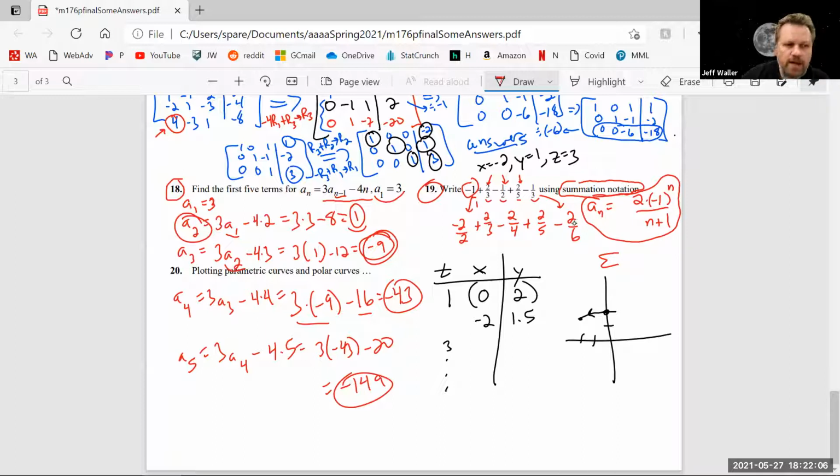5. 5. So I'm going to start from, what does the book use? K? 1 to 5. 2 times -1 to the k over k plus 1. That's what it would look like in summation notation. So I want to add this sequence elements up from the first element to the fifth element. That is what this is.